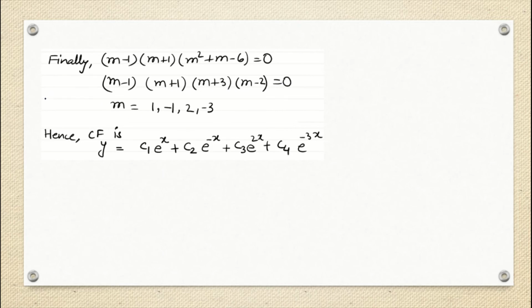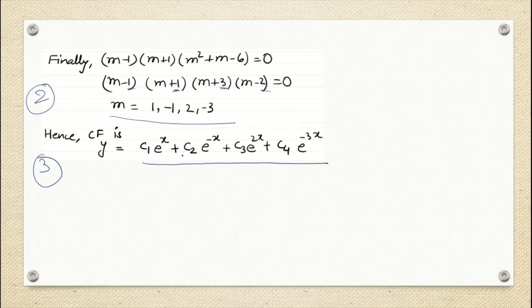So the second step was what? Find out the roots of this characteristic equation. You got the roots: m equals 1, m equals minus 1, m equals minus 3, m equals 2. So you have written down here. And what is the third step? You came to know that the roots are real and they are distinct. So you write down the formula of the complementary function when the roots are real and distinct.